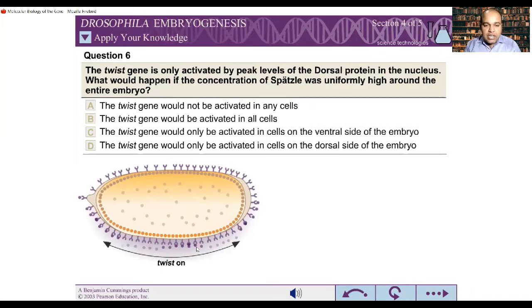ठीक है. So these are the different types of protein that would be generated. How? The twist gene, what would happen if the concentration of spazole was uniformly high throughout the embryo? If the concentration of spazole is uniformly high throughout the embryo, then what will happen? All cells will express the twist genes. Okay, so this is going to happen. The twist gene would be activated in all cells.